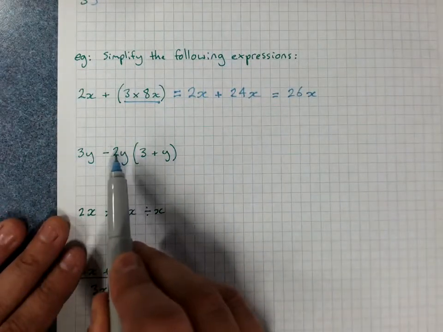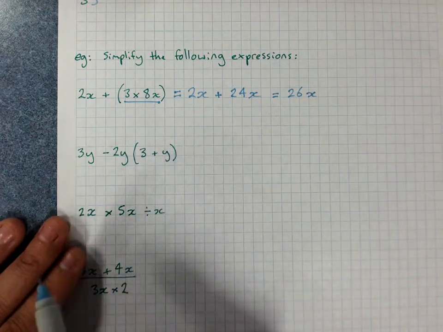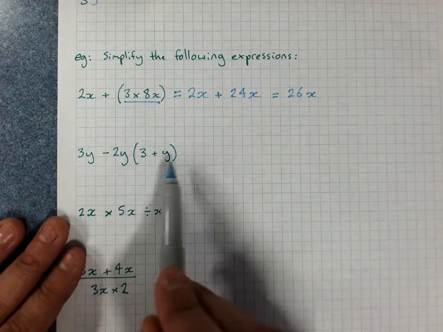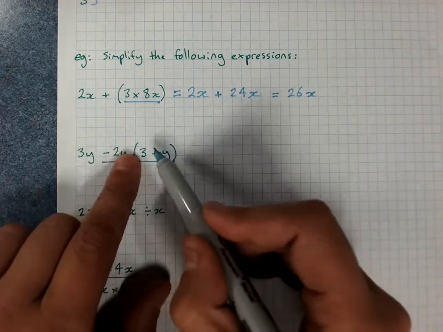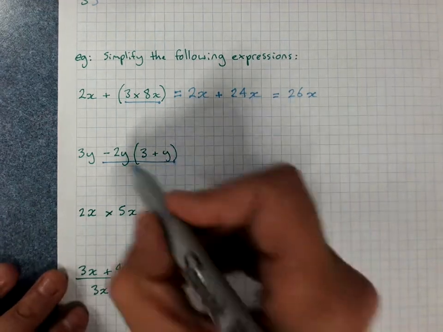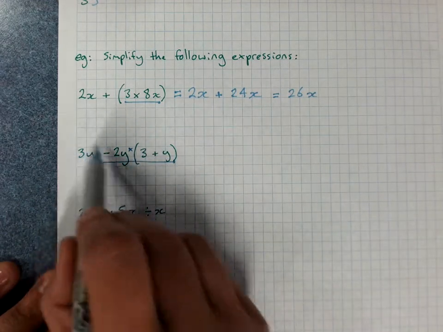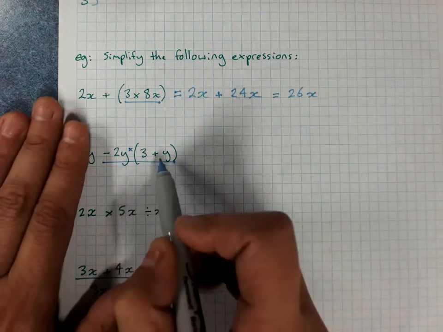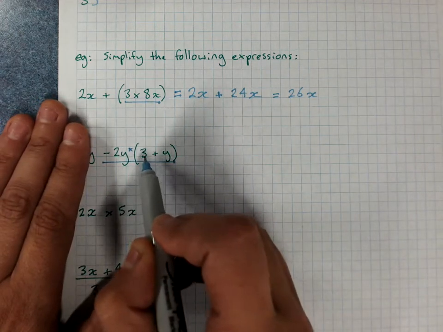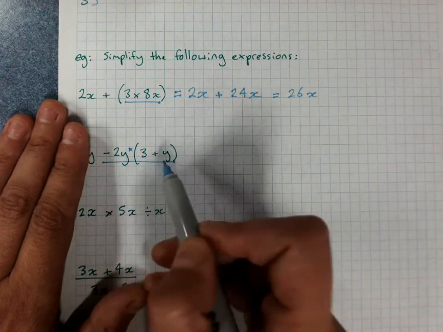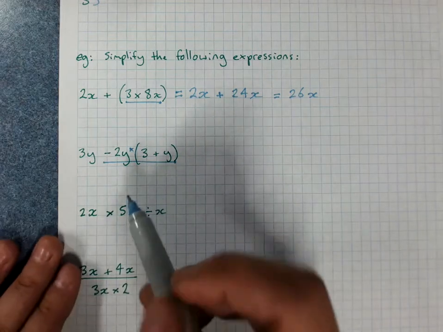3y minus 2y outside of 3 plus y. Don't be fooled. This is an expansion. That's a multiplication right there. You've got to do that before you can do this subtraction. There's a sum in the bracket, but you can't do anything with that sum, 3 plus y, because it's not like terms. So we expand the brackets first of all.